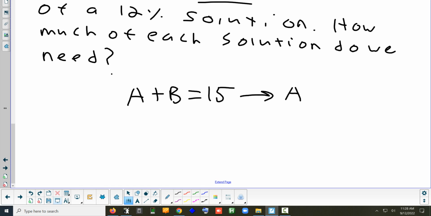If we solve that for A, what does A equal? 15 divided by B. What is it? 15 divided by B. Minus. Oh, no, I forgot this. We're in there. So 15 minus B. Okay, keep that in mind. We'll come back to it.